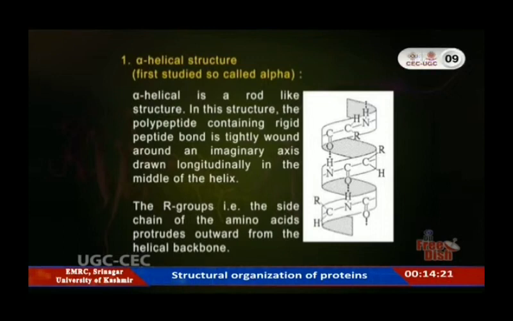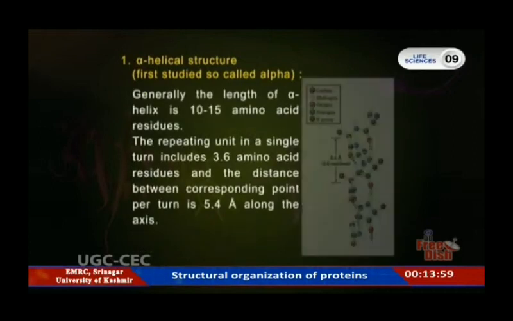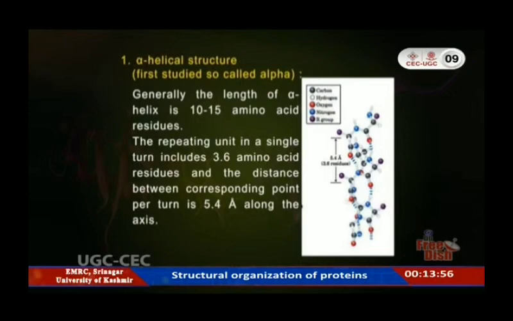In this structure, the polypeptide containing rigid peptide bonds is tightly wound around an imaginary axis drawn longitudinally in the middle of the helix, and the R groups, the side chains of the amino acids, protrude outward from the helical backbone. Generally, the length of an alpha helix is 10 to 15 amino acid residues. The repeating unit in a single turn includes 3.6 amino acid residues, and the distance between corresponding points per turn is 5.4 angstrom along the axis.